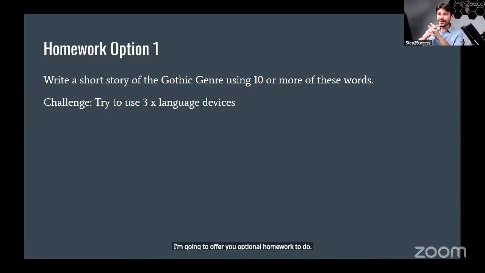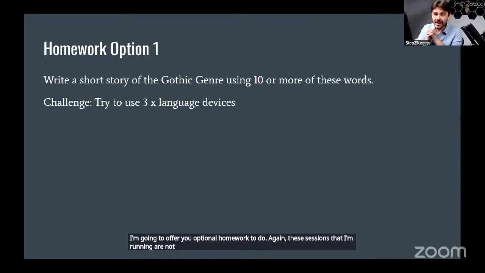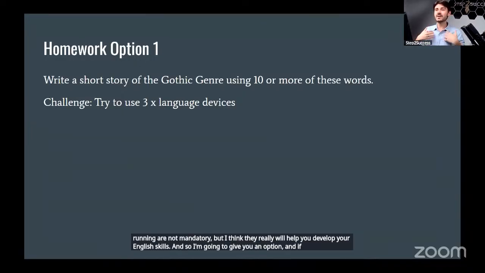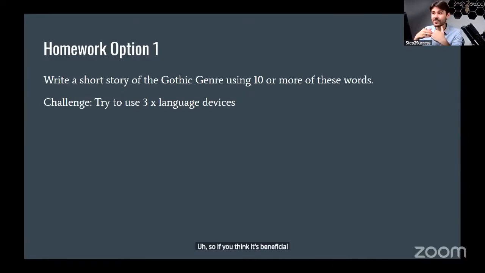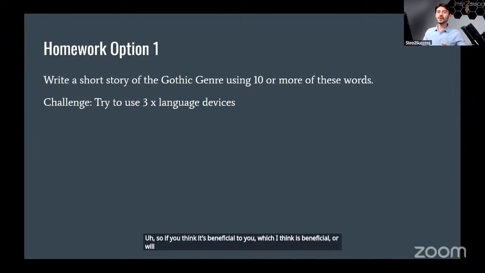Again, these sessions that I'm running are not mandatory, but I think they really will help you develop your English skills. And so I'm going to give you an option. If you want to send it to me, if you want to send it to the business email, it will get to me and I will mark it. So if you think it's beneficial to you, which I think is beneficial or will be beneficial to you, I recommend doing one of these.